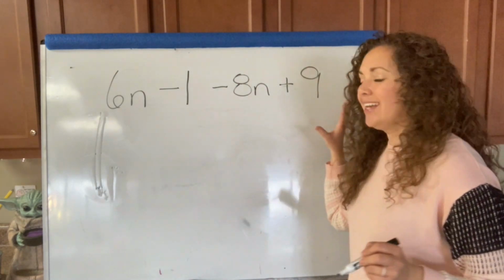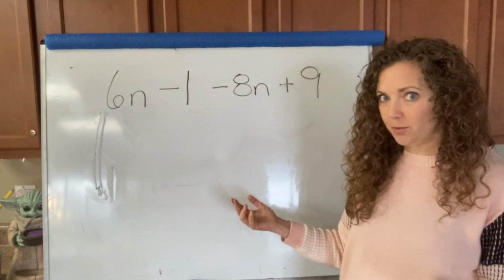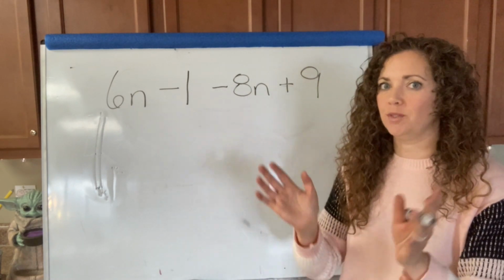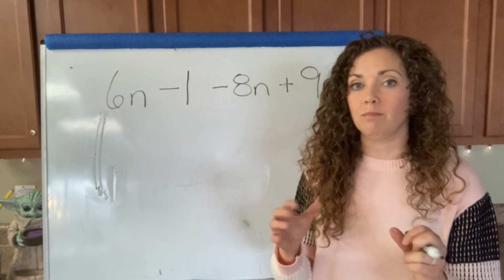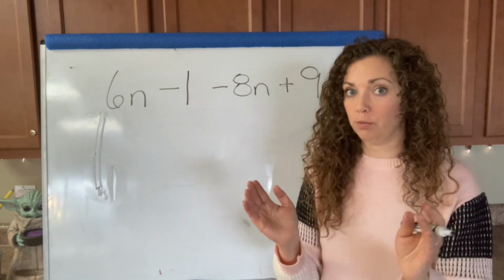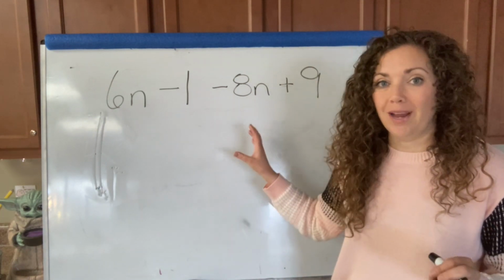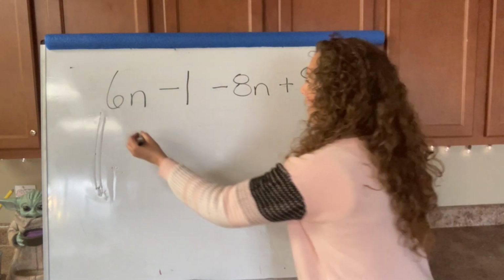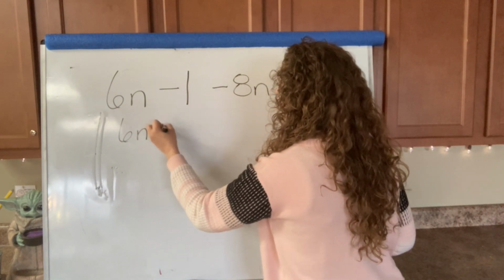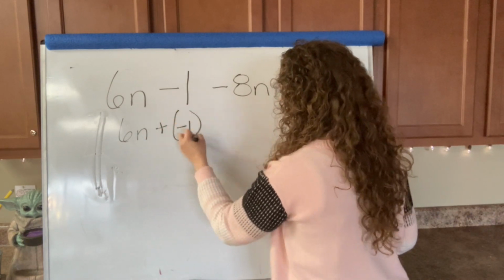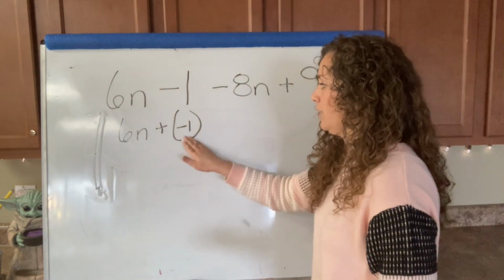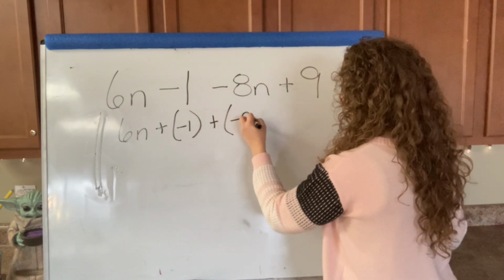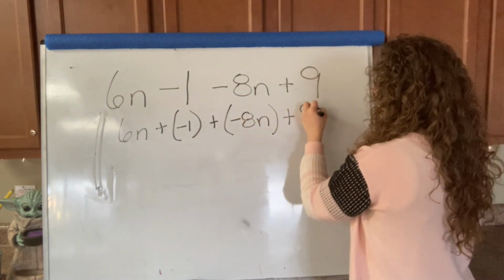So let's look at this expression. It's an expression because there's no equal sign, and let's simplify it. In algebra, we always want to get things to their simplest form. Simplest form means there are no like terms and there are no parentheses. To do this correctly, we have to rewrite every subtraction as an addition. So what we're going to say is 6n plus negative 1. Instead of saying subtract 1, we say negative 1, plus negative 8n plus 9.